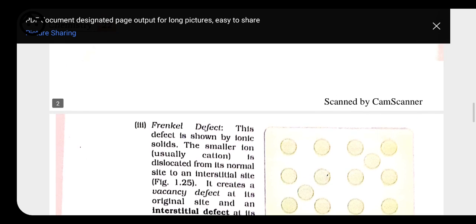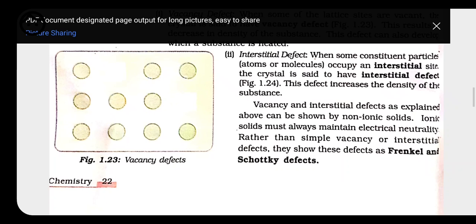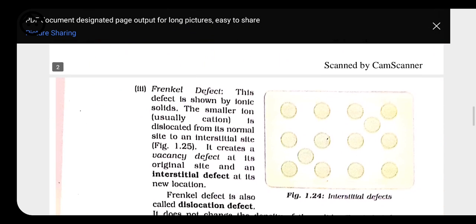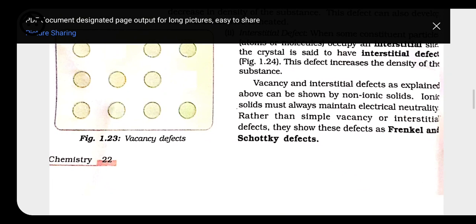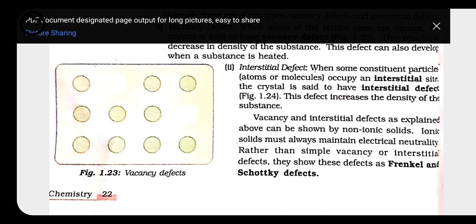So whenever any atom is present in the interstitial space while arranging the crystal, this is called an interstitial defect. Because we are expecting 12 atoms should be present in a crystal, but here we have more than 12. In a row we have 4 atoms present, but 2 more atoms have taken space and are present in an interstitial site. So because of the larger number of atoms present in the crystal, there is an increase in the density of the crystal. So because of this type of defect, there is an increase in the density.